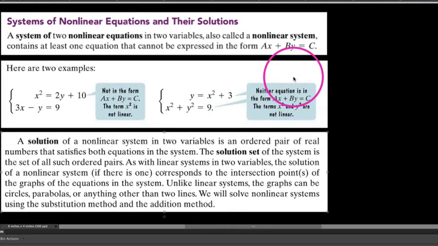Okay, YouTube, this is our first video in our module on systems of nonlinear equations and their solutions. And so I suppose what we'll be doing in this section is exploring systems of nonlinear equations. That is to say, up until now, we've been used to linear equations of the form ax to the first plus by to the first equals c.